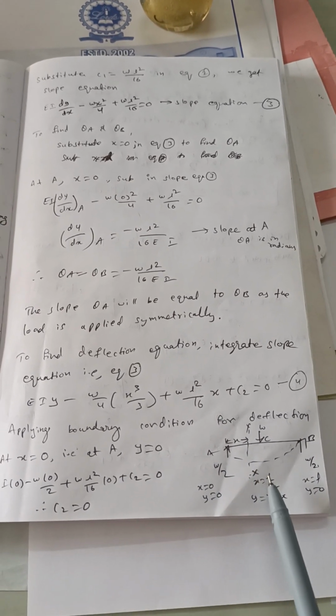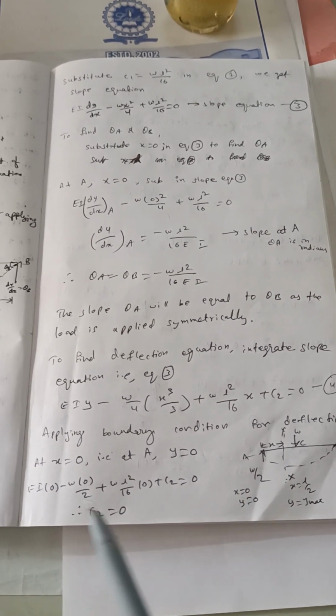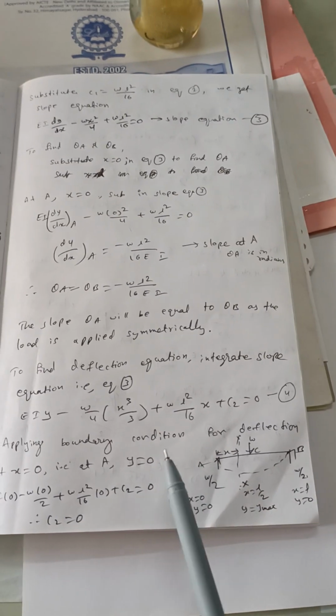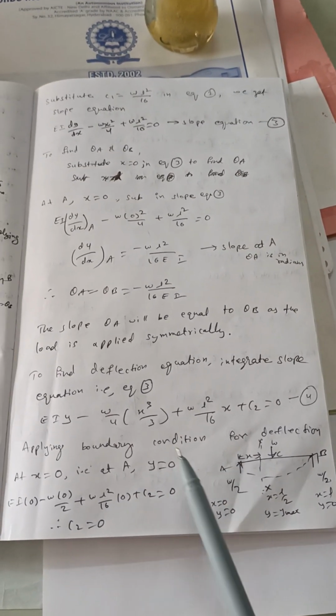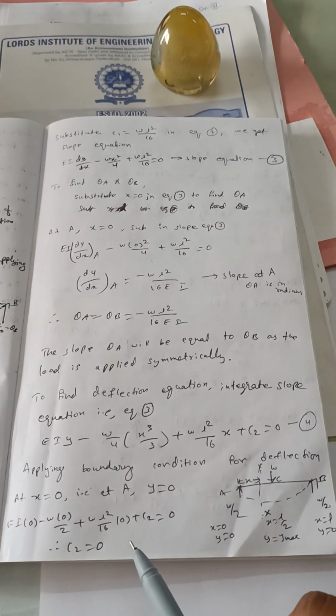We can apply that boundary condition. If you see here, at x equal to L by 2, y is y max, and at x equal to L also, y equals 0. Let us apply this boundary condition. Applying the boundary condition in this equation, we can find C2. So C2 equals 0.